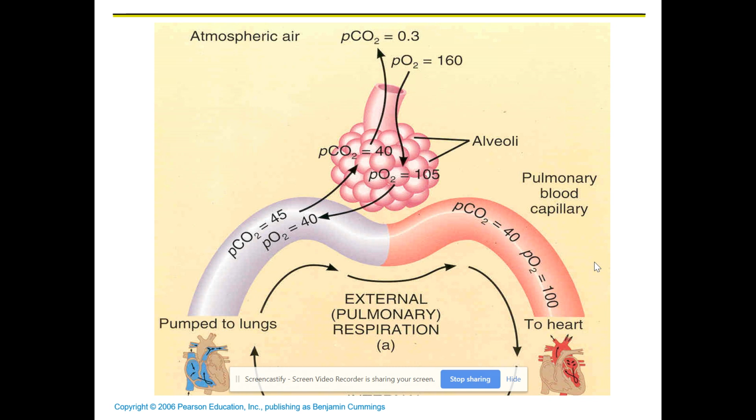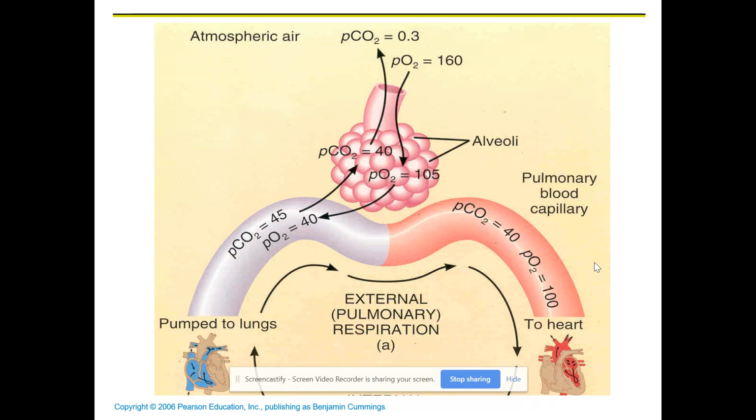And then if you look at the blood on the left side, it's coming from the right side of the heart. The right side of the heart receives blood from all of the systemic tissues. It's low in oxygen and higher in carbon dioxide. And if we look at the levels, the carbon dioxide is about 45. Oxygen is about 40.